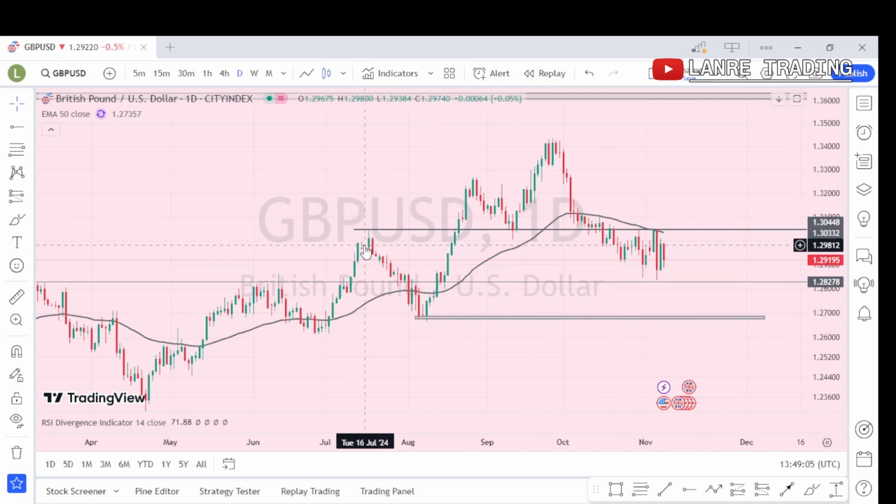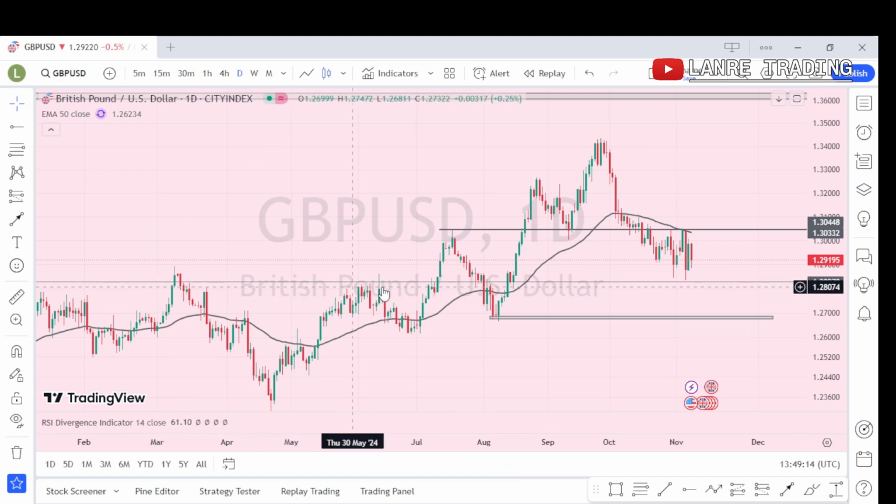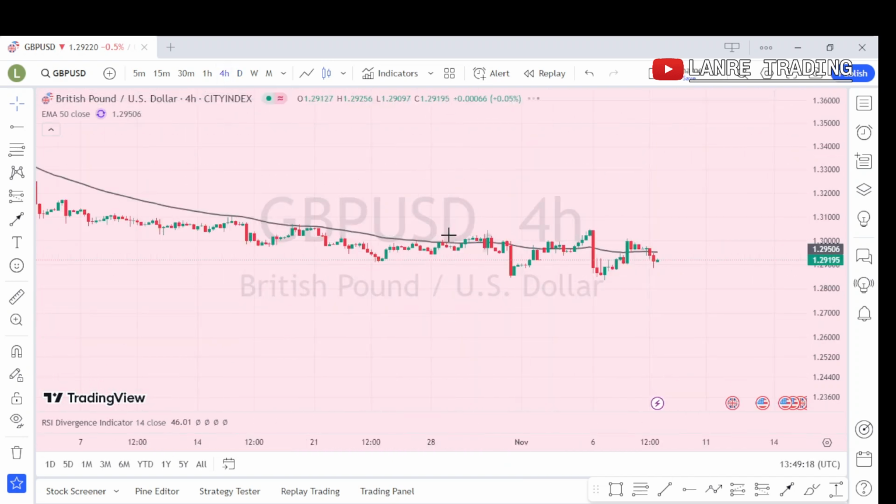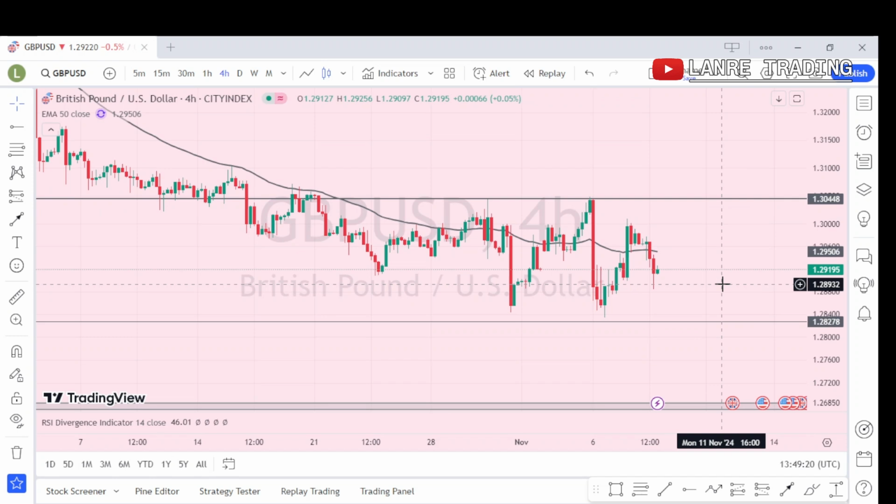Within this zone right about here, there is a minor level that price tends to expect. So let me scale down to the 4 hour time frame just to show us what's basically playing out.